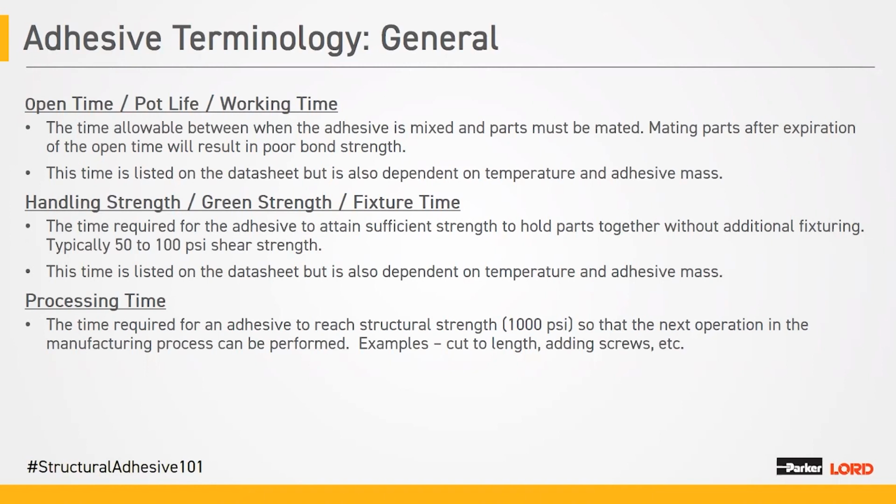So things like cutting the part to length, adding screws or bosses or fittings, etc., painting the material, all those things require that it gets to a certain strength so that the joint is not debonded or disturbed when the next operation is being performed.